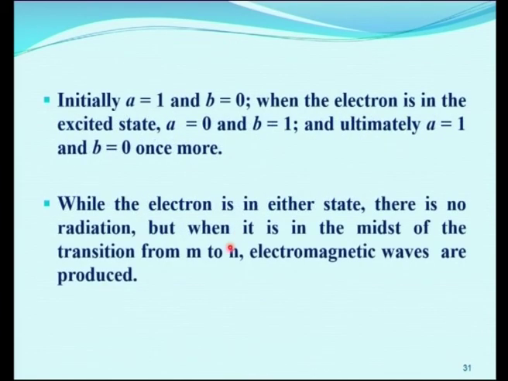Initially a is equal to 1 and b is equal to 0. When the electron is in the excited state, a is equal to 0 and b is equal to 1, and ultimately a is equal to 1 and b is equal to 0 once more. While the electron is in either state, there is no radiation, but when it is in the midst of the transition from m to n, electromagnetic waves are produced. So, that is why we call this a radiative transition.